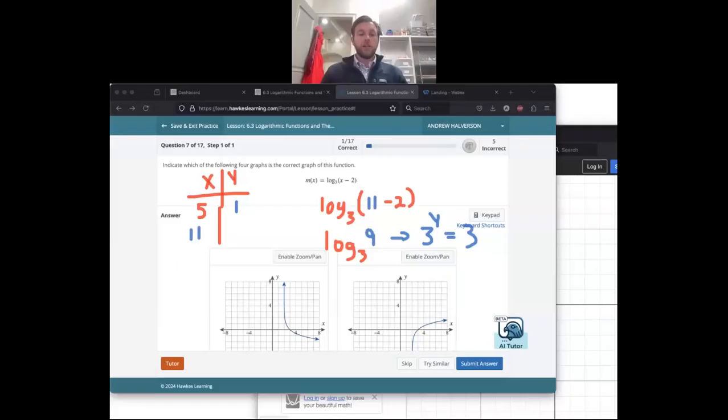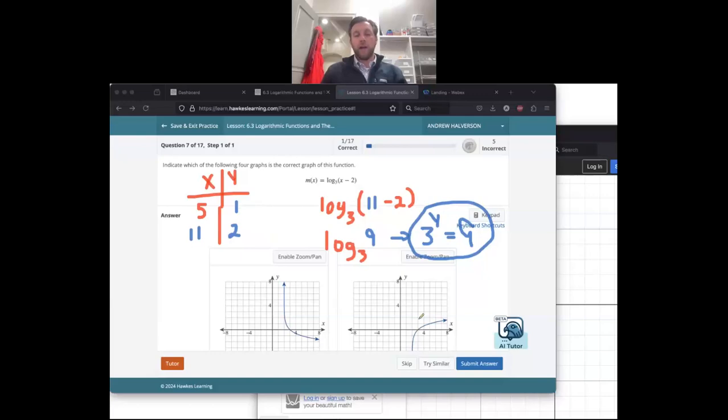Apply your translation. So 3 to the y equals 9. And so what exponent does y have to be for it to give you 9? Yeah, it has to be 2. 3 to the second power gives you 9. So that's how you would graph it by hand.